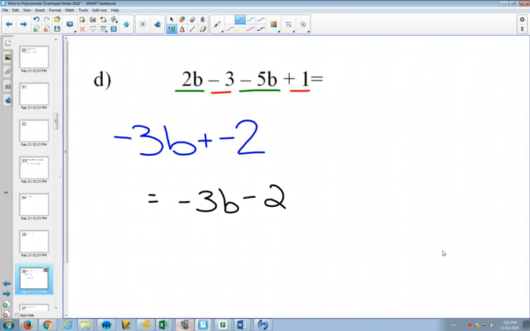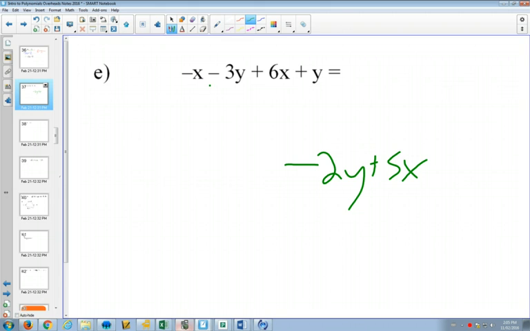The negative 3 and the 1 are alike. What's negative 3 plus 1? Again, you're going to have to think maybe of your number line. If I'm at negative 3 and I go 1 in this direction, because I'm adding 1, I'm going to be at negative 2. And so our final answer is going to be negative 3b plus a negative 2, but adding a negative can be the same as negative 3b minus 2.